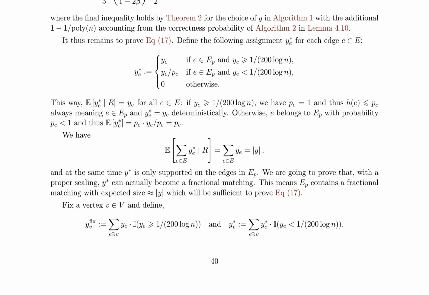The authors conclude that the expected size of the matching in EZ is at least (1/8)β(1/2)β... μ(G), where μ(G) is the size of the maximum matching in G. This result is obtained by applying the law of total expectation and leveraging the correctness probability of algorithm 2.